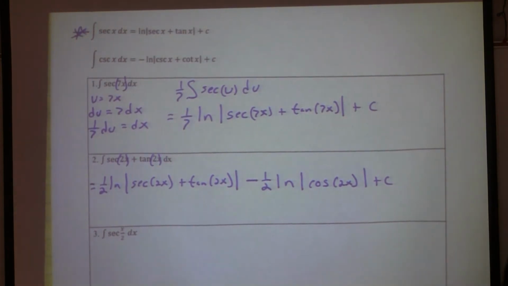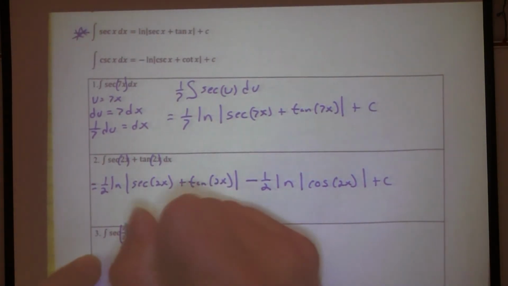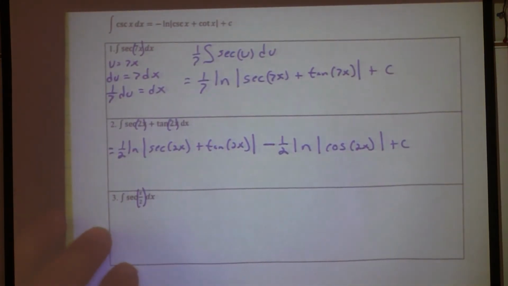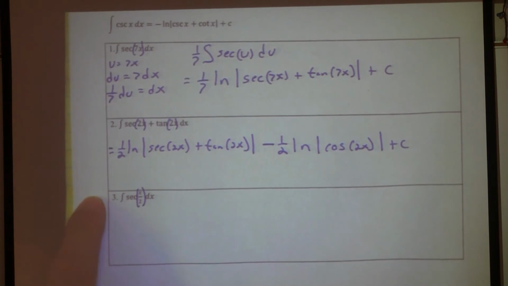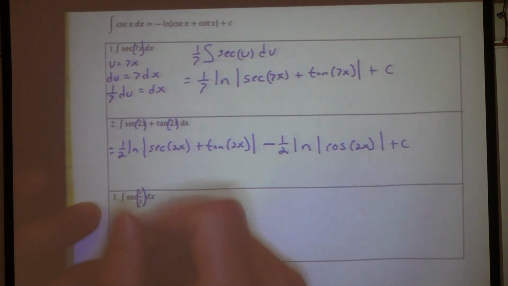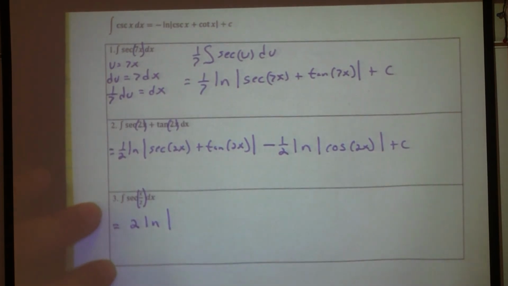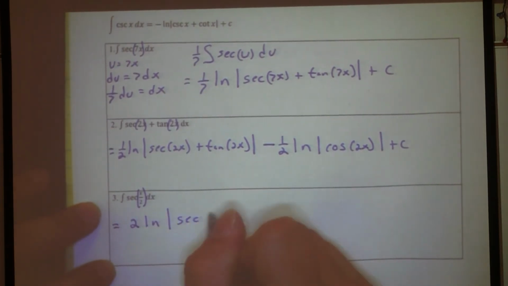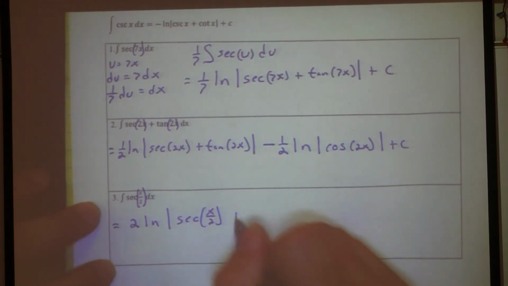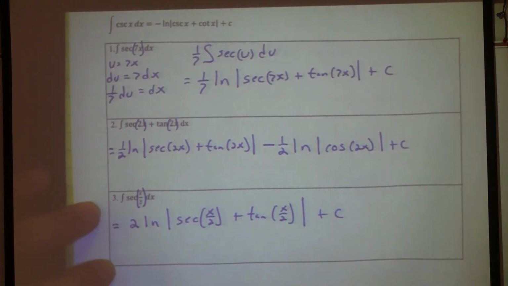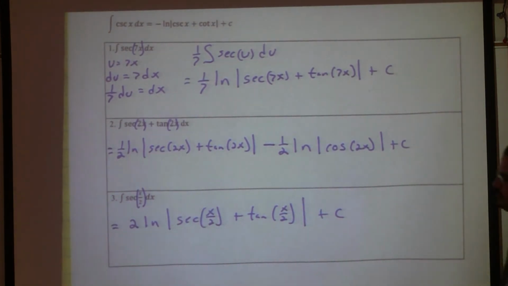Try the last one. What would be the license to integrate here? Well, the license to integrate would be half, right? I don't have a half here, so if I add a half, I have to put what on the outside of the integral? A 2, right? So this one would be what? 2 ln of the absolute value of secant of x over 2 plus tangent of x over 2 plus C. Cool?